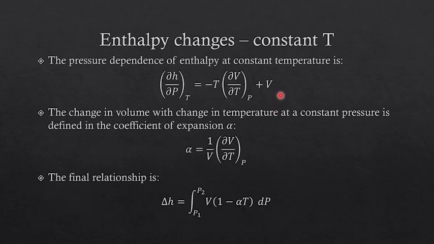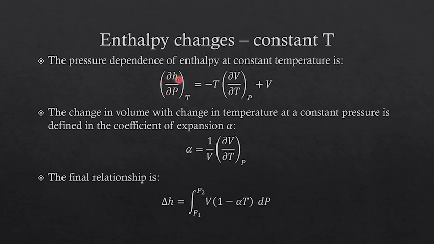Next, let us discuss how we determine the enthalpy change for constant temperature and changing pressure. Now, this is a little bit uncommon because throughout our lessons, we have been assuming that the enthalpy change of gases is independent of pressure. Now, that statement is partly true, as we will discuss later. The pressure dependence of enthalpy at constant temperature is given by this relationship.